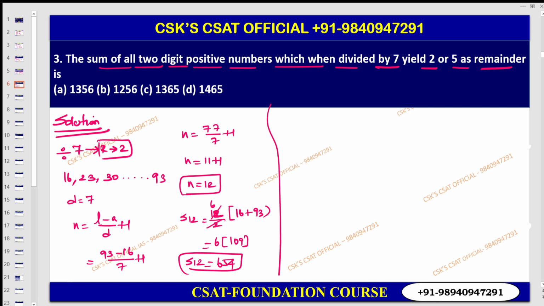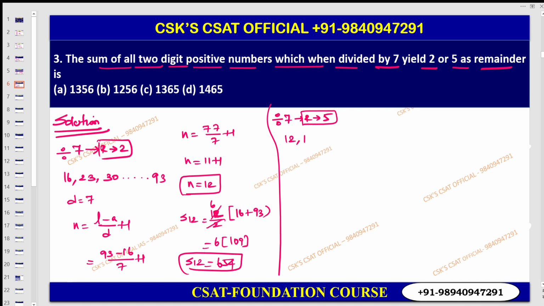Now, divisible by 7 yields the remainder 5. The first number is going to be, you can take 13? No. 12. Yes, you can take 12. 12 divided by 7 gives you 5 as the remainder. So the first number you can take is 12.